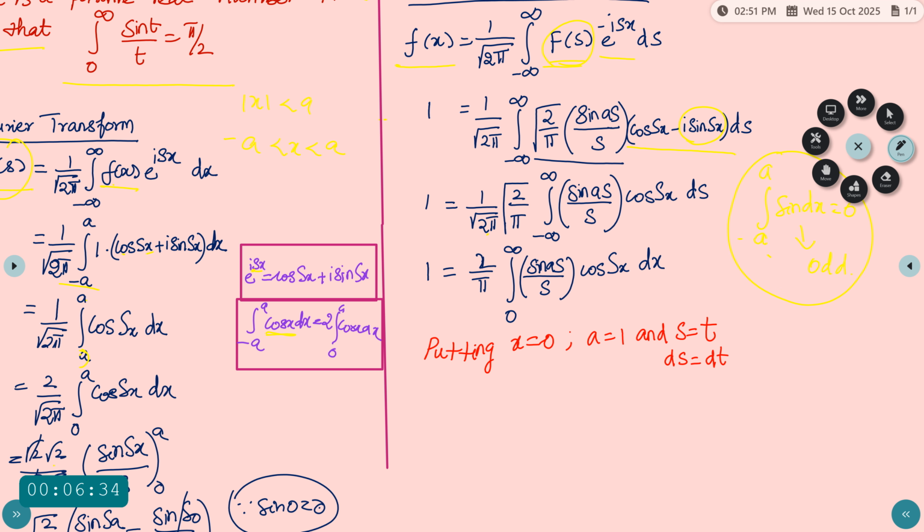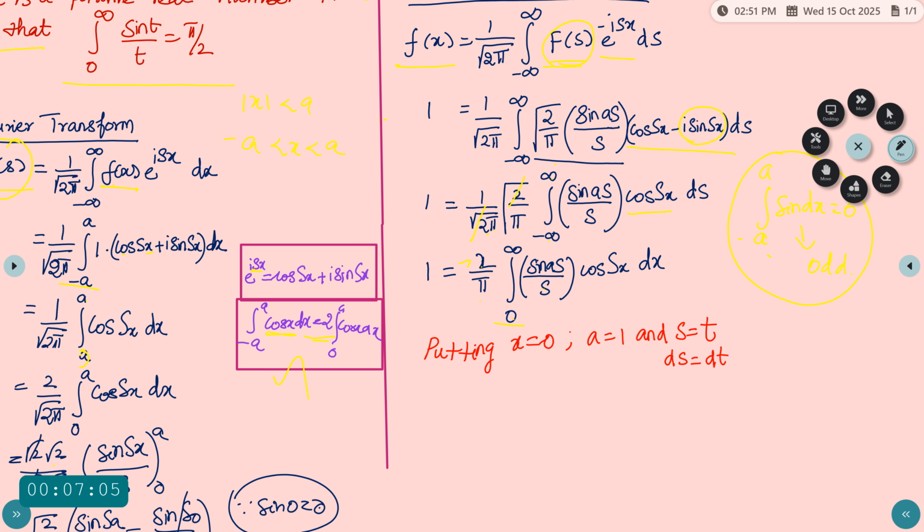So 1 by root 2 pi times root 2 by pi. Root 2 and root 2 cancel. Root pi into root pi is pi. What about the integral? The integral from minus infinity to plus infinity is changed to 2 into 0 to infinity, because the cos function is an even function. Already we discussed this. We use the same condition here also. So instead of minus a to plus a, here it is minus infinity to plus infinity. So you convert by the same formula, 2 into 0 to infinity, sin as cos sx ds.